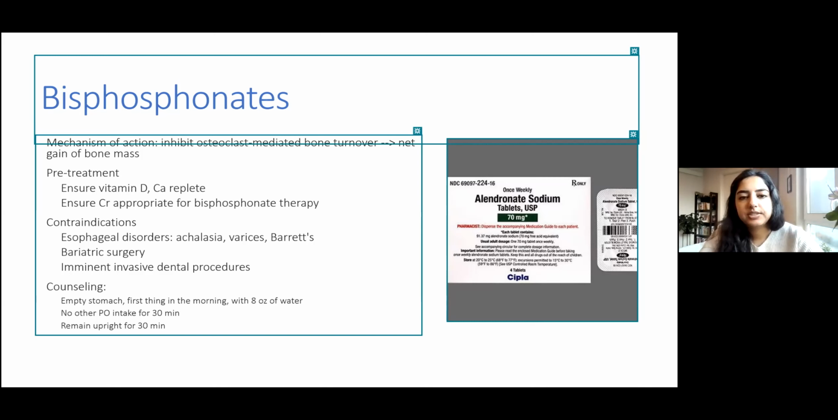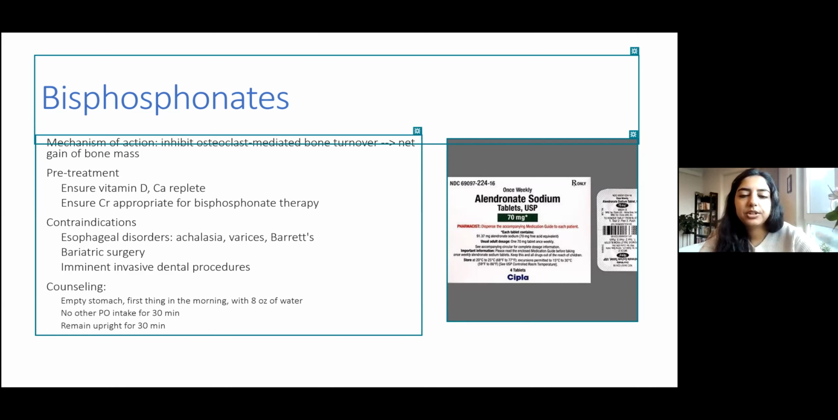Before you start a bisphosphonate for a patient, you should make sure their vitamin D and calcium are replete. You should ensure their creatinine is appropriate for bisphosphonate therapy. So the labs you should draw are a BMP and a vitamin D, or a renal function panel if you want to check a PTH.